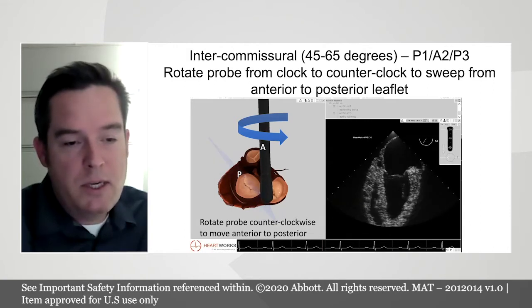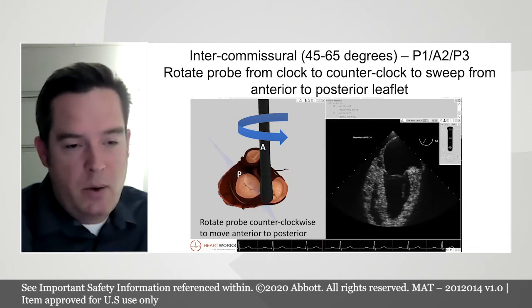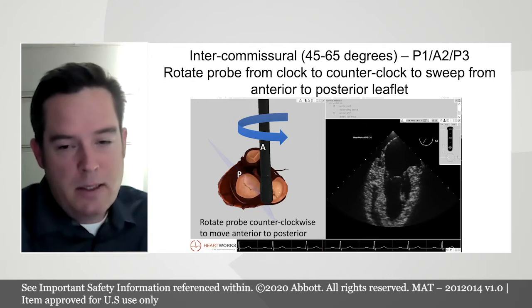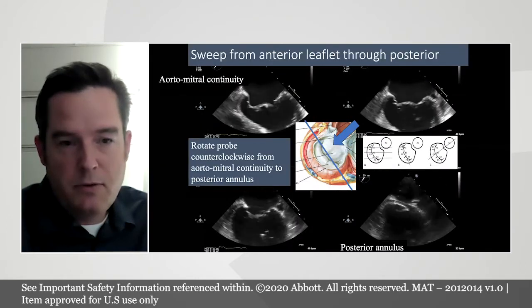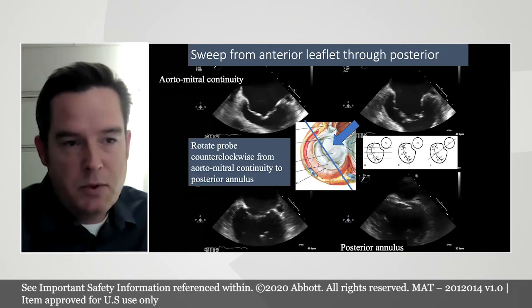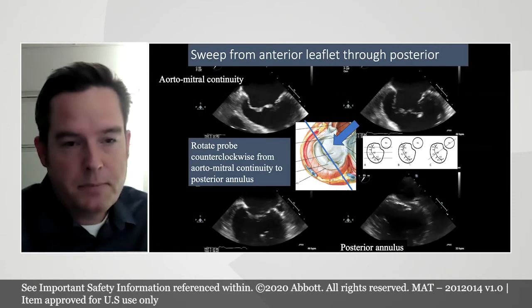And you can also rotate your probe clockwise toward the aortomitral continuity and up toward the aortic valve, and then counterclockwise towards the posterior leaflet. So here's an image of that manipulation going from the aortomitral continuity to the posterior annulus.